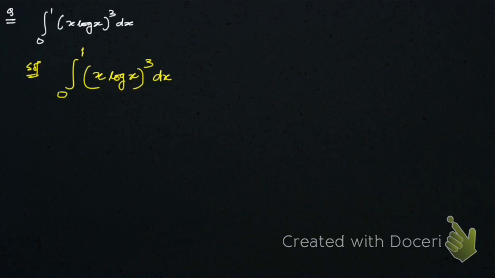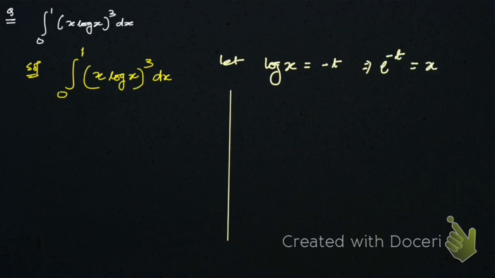Now we're going to consider that minus log of x is equal to t, or you can say log of x is equal to minus t. Where I have taken minus t, I will explain it. So if log of x is equal to minus t, then we can write e to the power minus t is equal to x, right? So we can write e to the power minus t is equal to x, as we have considered log of x is equal to minus t.